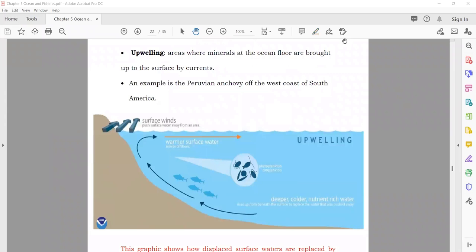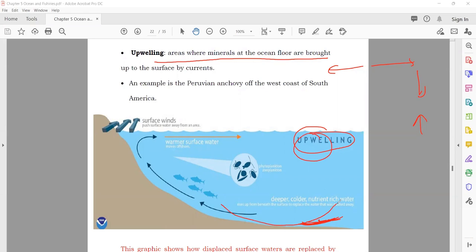Yes. Okay. Now upwelling. Remember we discussed that the water is moving in two directions, horizontally or vertically. Vertically means up and down. So vertically moving up and down, that's known as upwelling. So areas where minerals are at the ocean floor, for example, here the minerals are here. Due to upwelling, the water will take them up. So what is upwelling? These are the areas where the minerals at the ocean floor are brought up to the surface by currents. An example is the Peruvian anchovy off the west coast of South America.